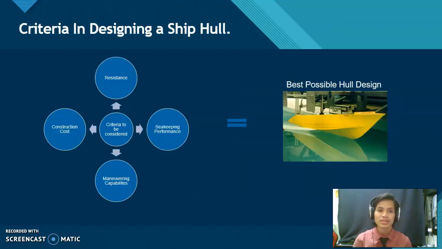Lastly is criteria in designing a ship hull. To design the best possible ship hull, there are 4 criteria that should be considered. Those 4 criteria are resistance, seakeeping performance, maneuvering capabilities, and lastly construction cost. If these 4 criteria have been considered, there is a possibility that the ship hull that is designed is the best possible design.